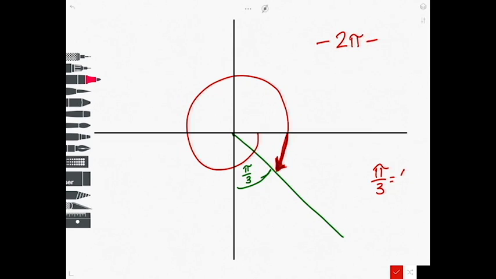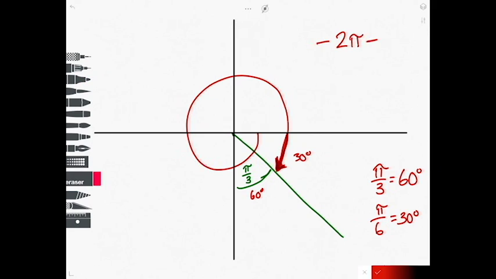sometimes it helps to think in degrees, just because you're more used to that. Pi over 3 is 60 degrees. So if this was 60 degrees, I would know that this is 30 degrees. And 30 degrees is equal to pi over 6. Let me write a 6 there. Is 30 degrees. So I need to rotate another pi over 6. I'm going to go one time around is 2 pi, and then another pi over 6. And this is where we got to go.